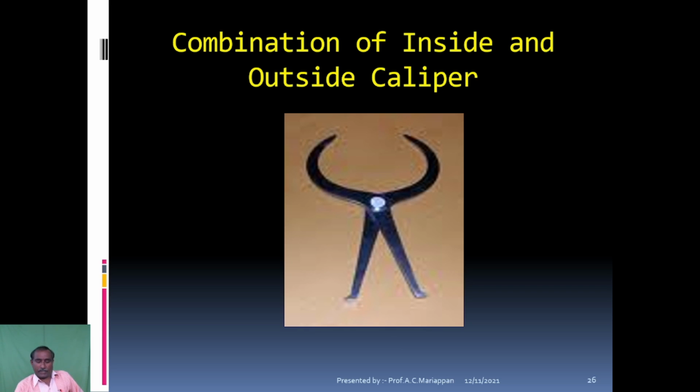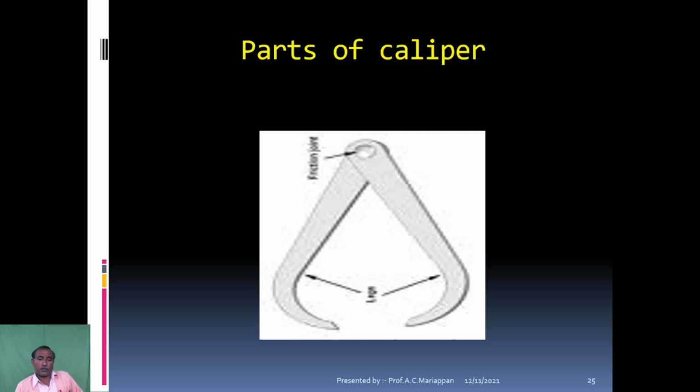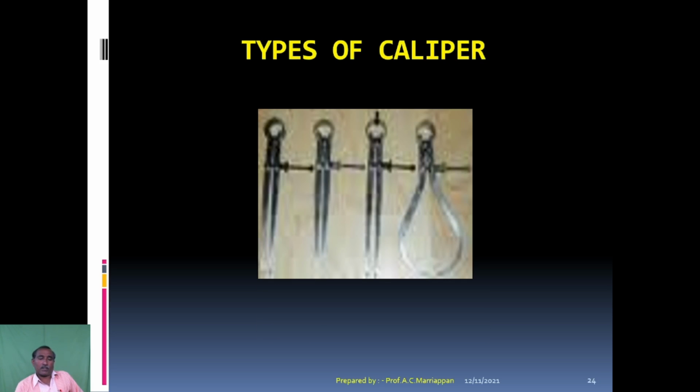In the combination calipers, I want to tell you about the inside caliper. What we discussed is the outside caliper, which is used to measure the dimension of an outside object. If you want to measure the inside diameter of your hollow shaft, you can use the inside caliper. In the inside caliper, the legs are bowed outward. This is a simple observation from the legs: if the legs are bowed inside, that is the outside caliper. If the legs are bowed outside, that is the inside caliper, and we can measure the inside diameter.